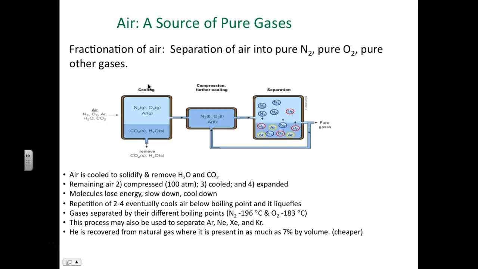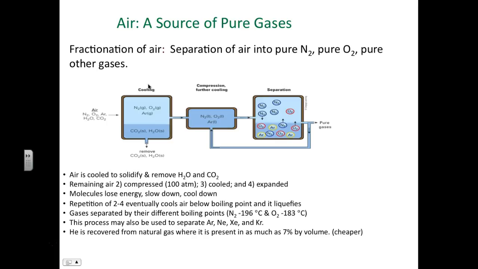To do this, we cool the air, and by doing that, the water and the CO2 pretty much become solid and fall to the bottom. The remaining air is mostly nitrogen, oxygen, argon, and a couple of other noble gases. We compress that air 100 times more than normal, cool it, and let it expand. We do it again and again, and eventually that nitrogen, oxygen, and argon combination will turn to a liquid.